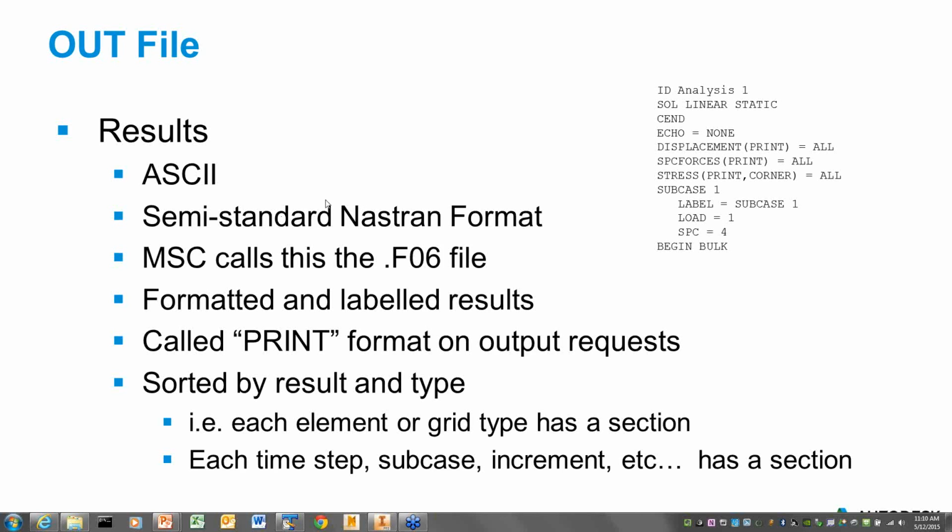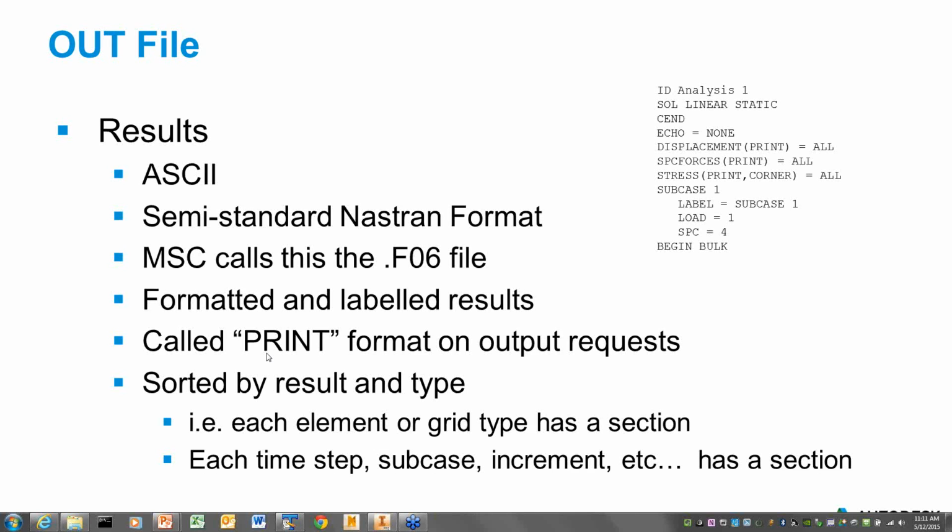And each page has a little header on it, tells what it is, column headings. It's a really nice format if you're trying to look at the output. If you've ever run MSC or NX Nastran, they call it the F06 file. We call it the out file. The results are formatted, they're labeled, they're nice, and the way it's accessed in inCAD is by choosing print, and I'll show you that in a minute.